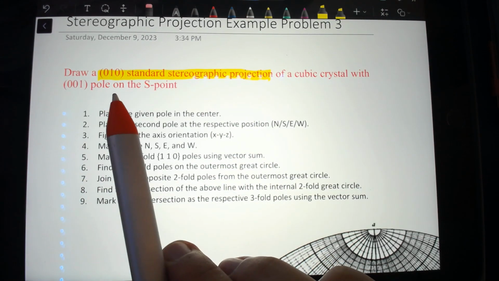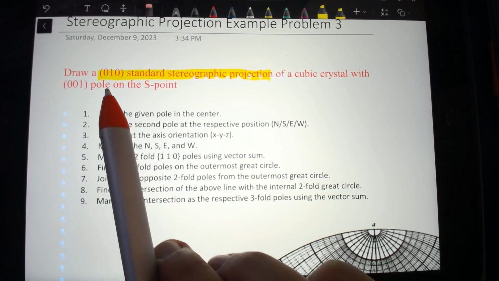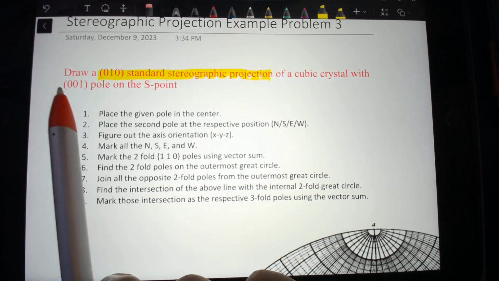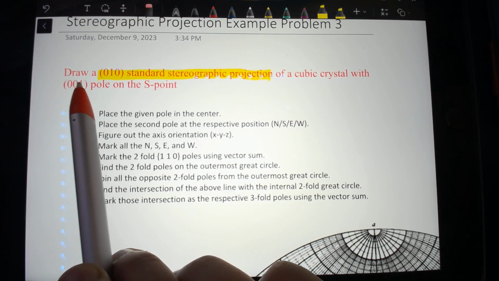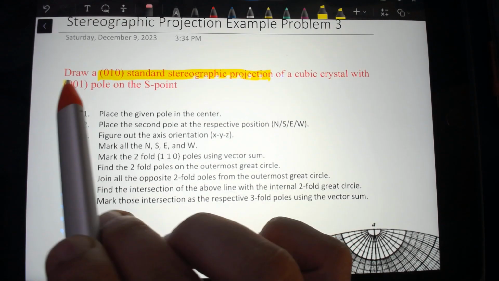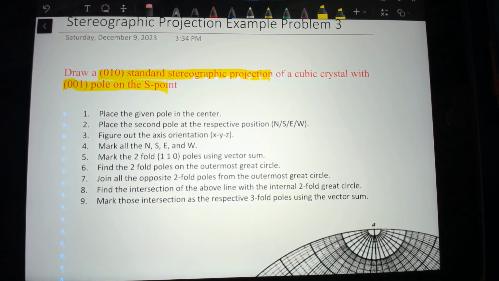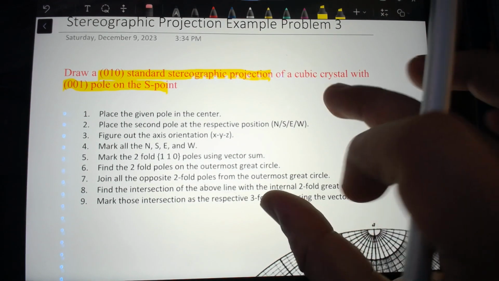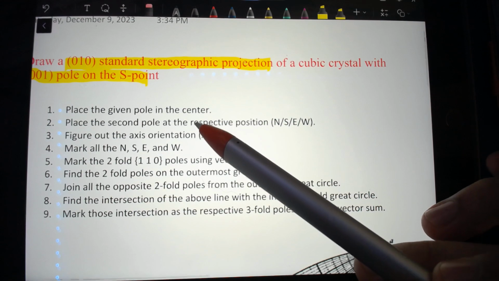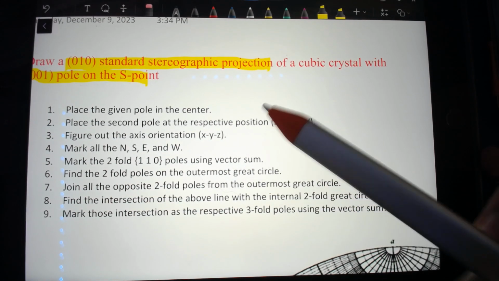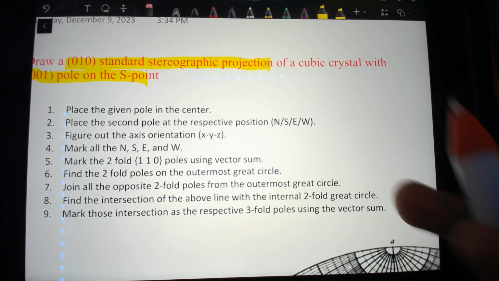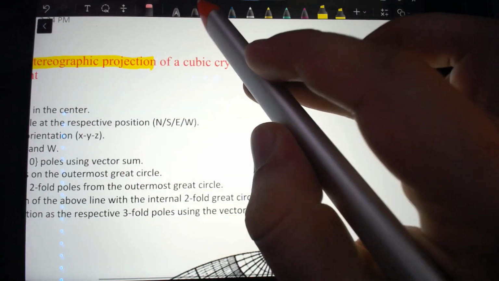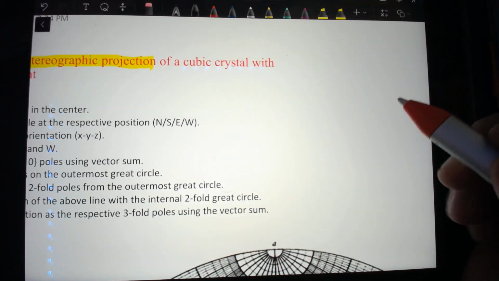which is similar to example 2, but the difference is now the other pole that is given is 0, 0, 1 on the S point, which is the south point. So we're going to be following these steps again, and if you follow these steps, you should be able to finish the entire stereographic projection with all the correct poles.